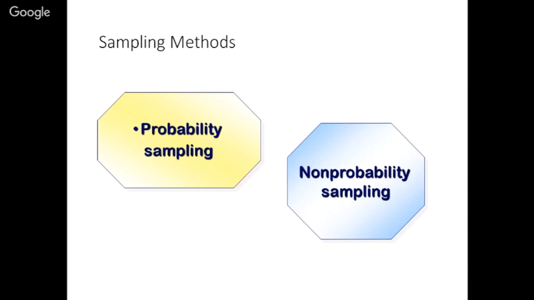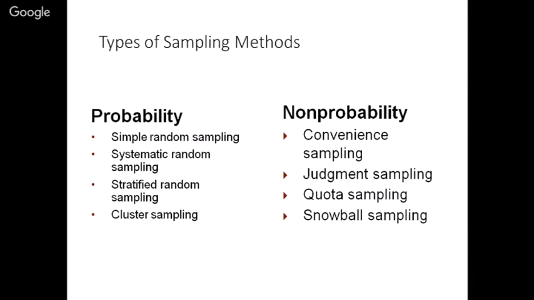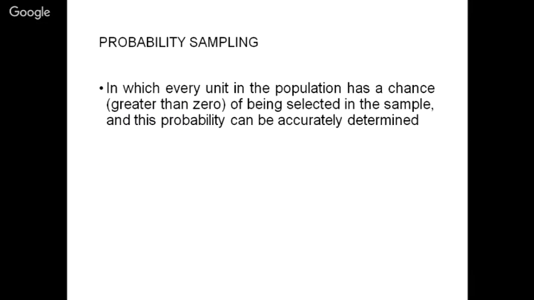What are the different sampling methods? First one is probability sampling method and non-probability sampling method. Under probability sampling method, we are going to study simple random sampling, systematic random sampling, stratified random sampling, cluster or area sampling method. And under non-probability method, convenience sampling, judgment sampling, quota sampling, and snowball sampling.